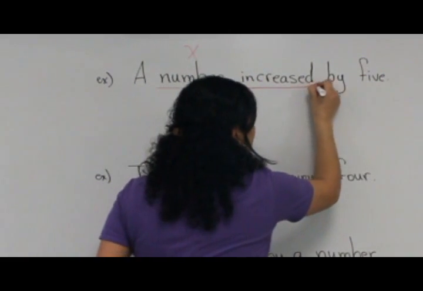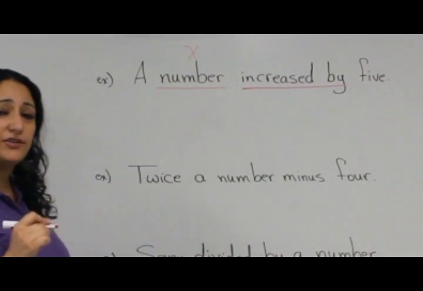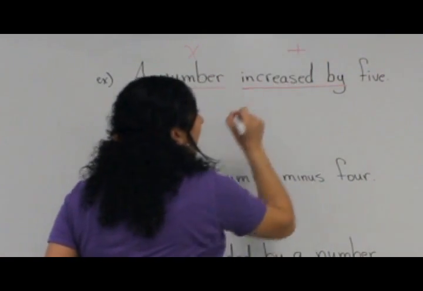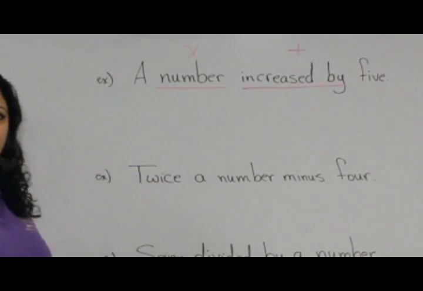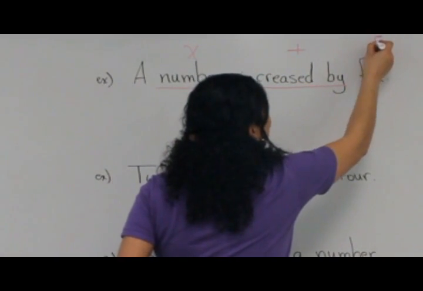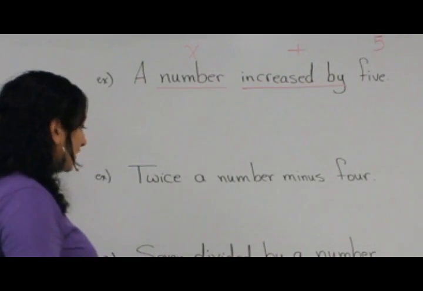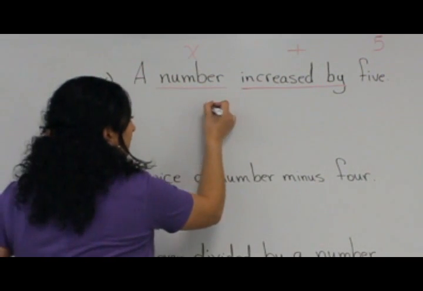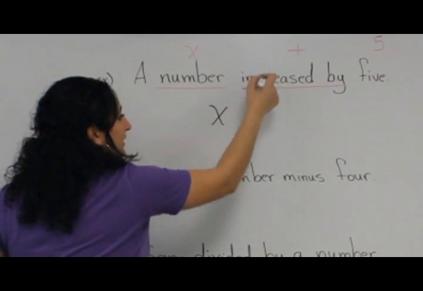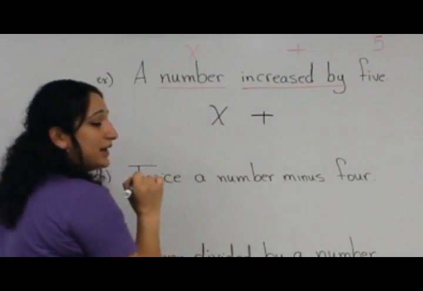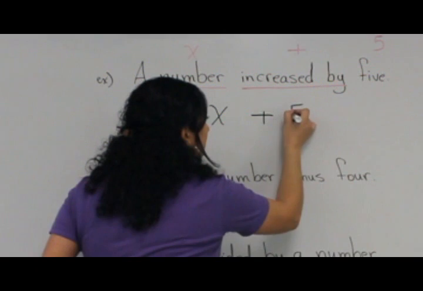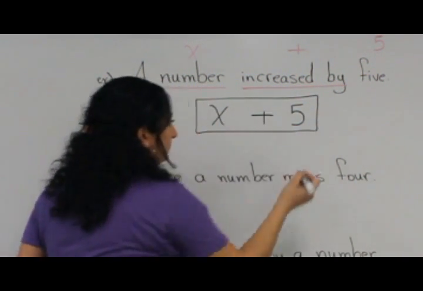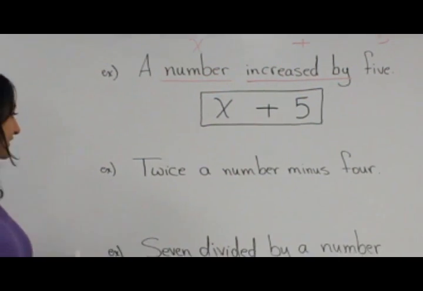Increased by, that's also one of our keywords that represents addition. So increased by means we're going to be adding. And 5, of course, represents itself, which represents the number 5. So if we are to pretty much write that as an expression, that would be a number, our X, plus, that represents increased by, and the number 5. So the answer would be X plus 5.